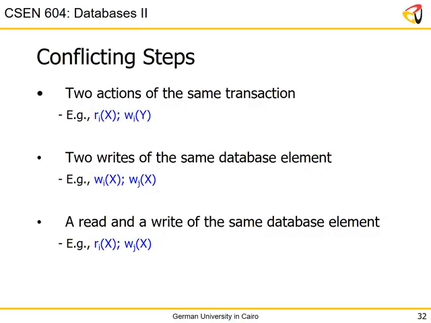Now let's look at conflicting steps. Well, two actions of the same transaction. Let's look at the specific actions. Transaction I is reading X, and then transaction I writes Y. Why is there an issue here? Well, it could be that transaction I needs the value of X to compute a value for Y.